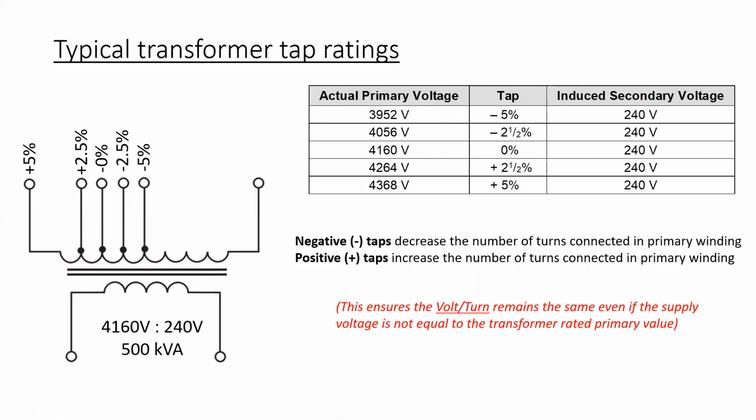So the whole purpose of this is to ensure that the volts per turn remains the same, even if the supply voltage is not equal to the transformer rated primary value.